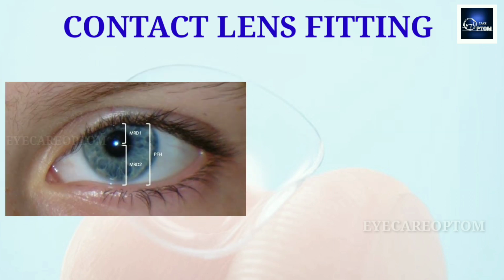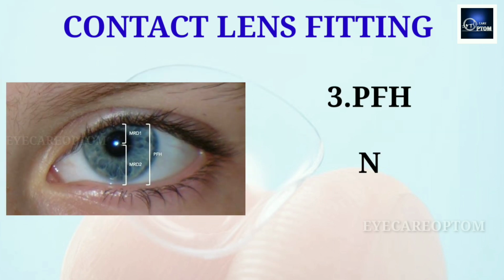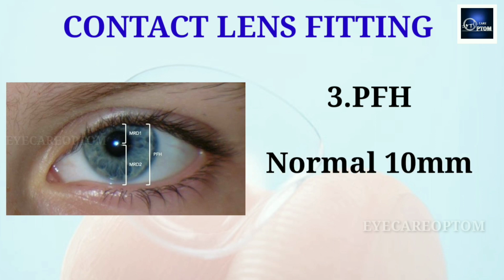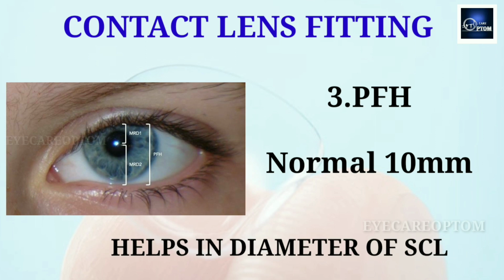Third one is palpebral fissure height. This is basically the vertical distance between the upper and lower lid margin through the central cornea at primary gaze. Average normal height is 10 mm. This can be measured using a millimeter scale, slit lamp, corneal topographer or vernier scale. This measurement also helps us in deciding the diameter. If height is higher, we can go for a higher diameter. If it is lower, we can go for lesser diameter lenses.